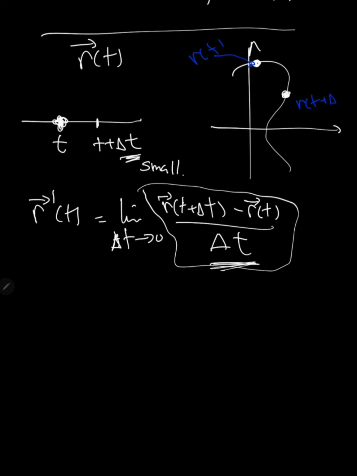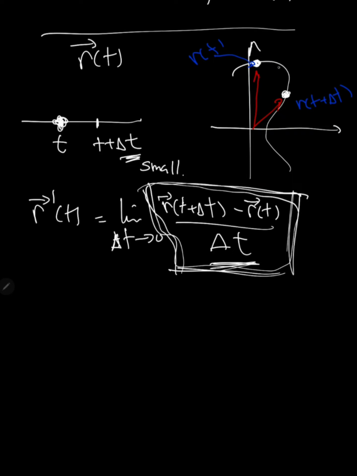R of t plus delta t. All right. Okay. So what is the quantity, this difference quotient in here? What does this quantity represent? Well, if you think about this in terms of vectors, we have r of t plus delta t is this vector right there, right? R of t is that vector right there. If you subtract them, you're going to get this vector right there.